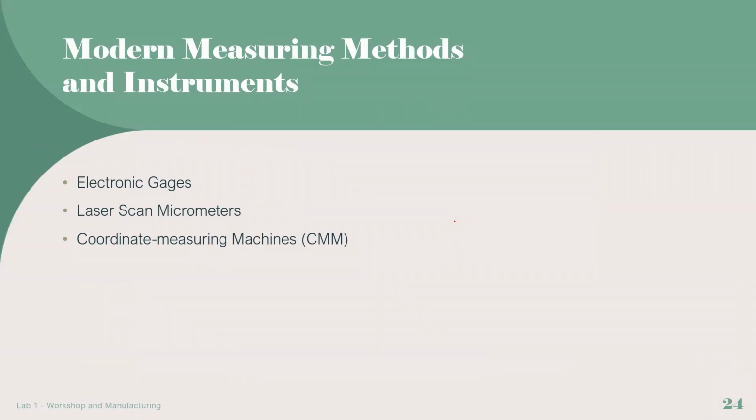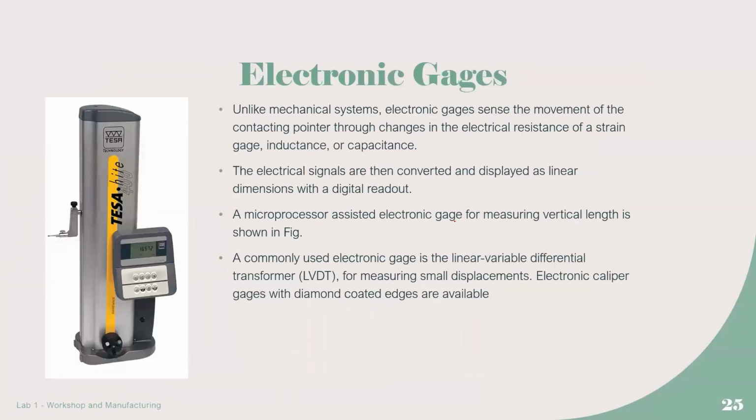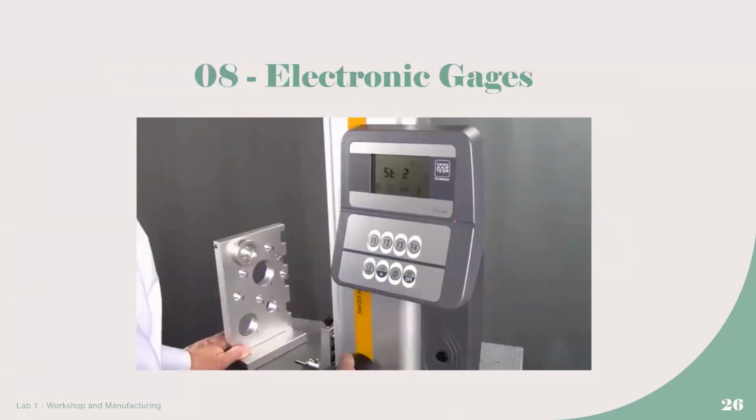And here, modern measuring methods and instruments. Here, an electronic gauge. We use electronic signals to measure the length, height, or whatever. These are more precise and more accurate than any analog or digital measurement instruments. Here we have a video, please watch it.